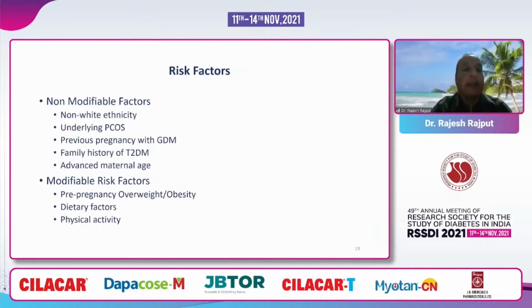On the other hand, the modifiable risk factors include pre-pregnancy body weight, meaning overweight and obese females; dietary factors, what type of diet an individual is consuming; and physical activity, the level of physical activity. So basically, these are the 3 important modifiable risk factors which might change the way the increasing prevalence of GDM is seen in our society.